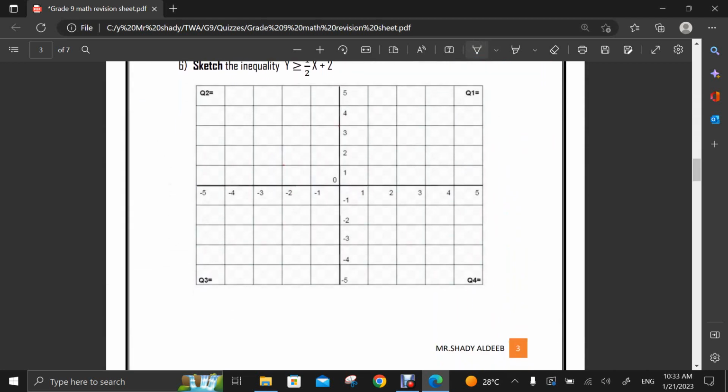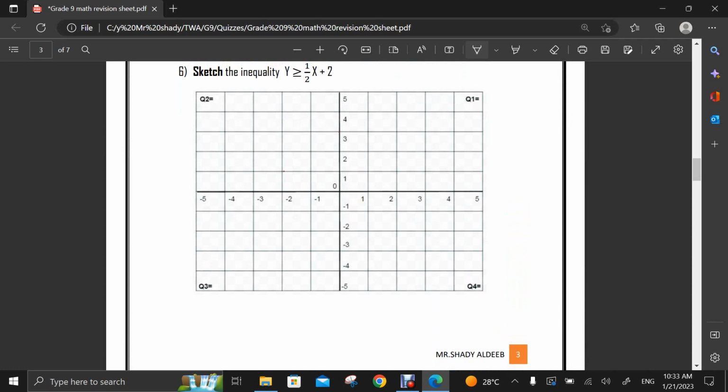In this question here, sketch the inequality y greater than or equal to half x plus 2. Okay, so this is an inequality now. Let's see how to draw it. Before everything, you must recognize that it is bigger than or equal. If it is bigger than or equal, you will draw a normal line. But if it is y greater than only, you will draw a dashed line. Okay, so this is a normal line.